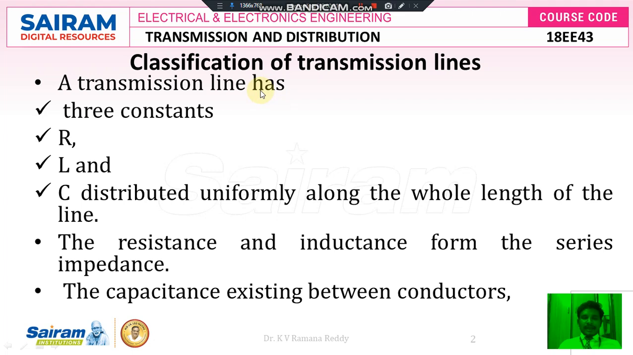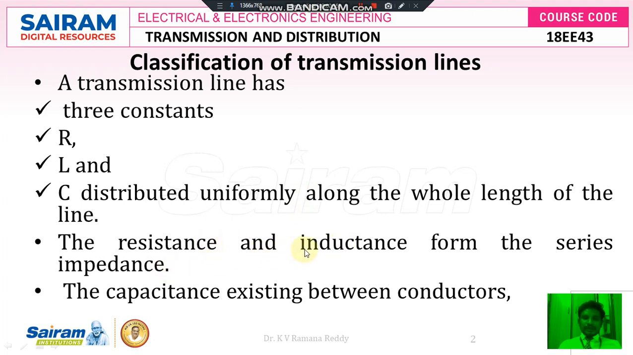A transmission line has three constants, namely resistance, inductance and capacitance. These three elements are distributed uniformly over the whole length of the given transmission line. The resistance and inductance form the series impedance. Because these three elements, resistor, inductor and capacitor, are uniformly distributed, per unit length of the given transmission line it offers resistance, inductance and capacitance.